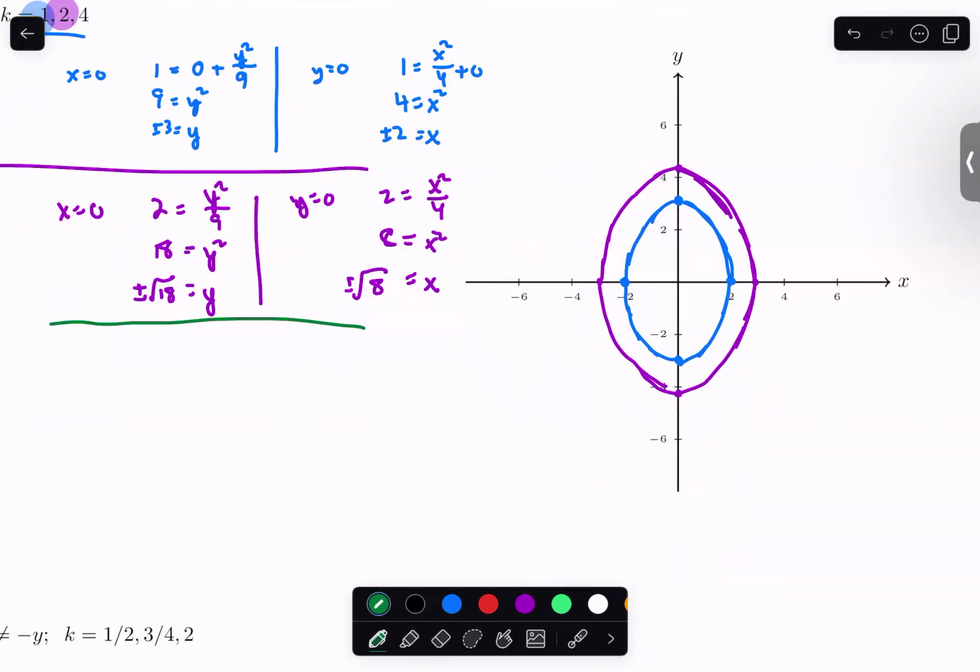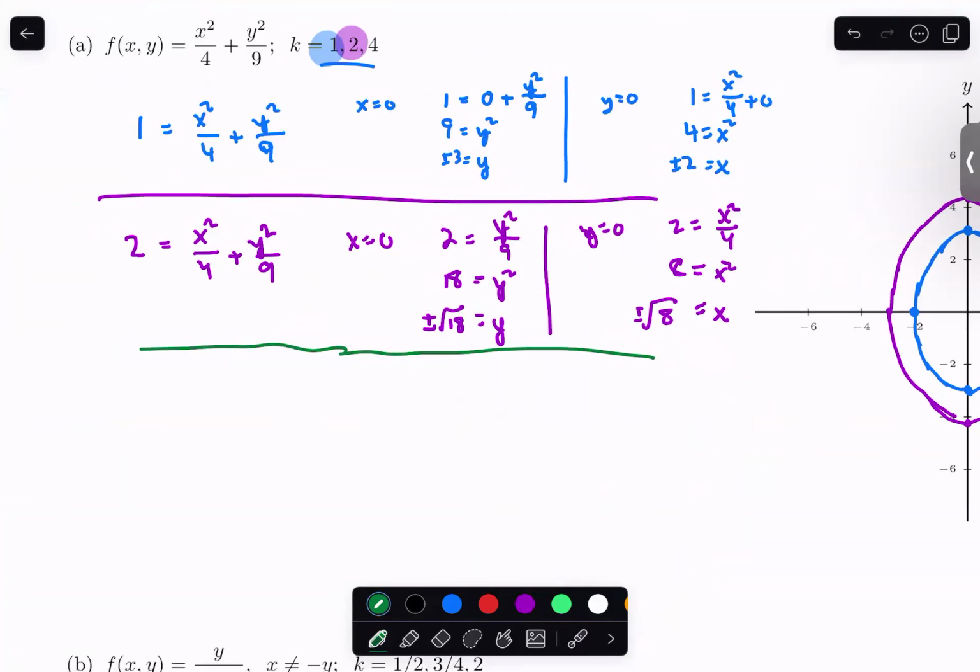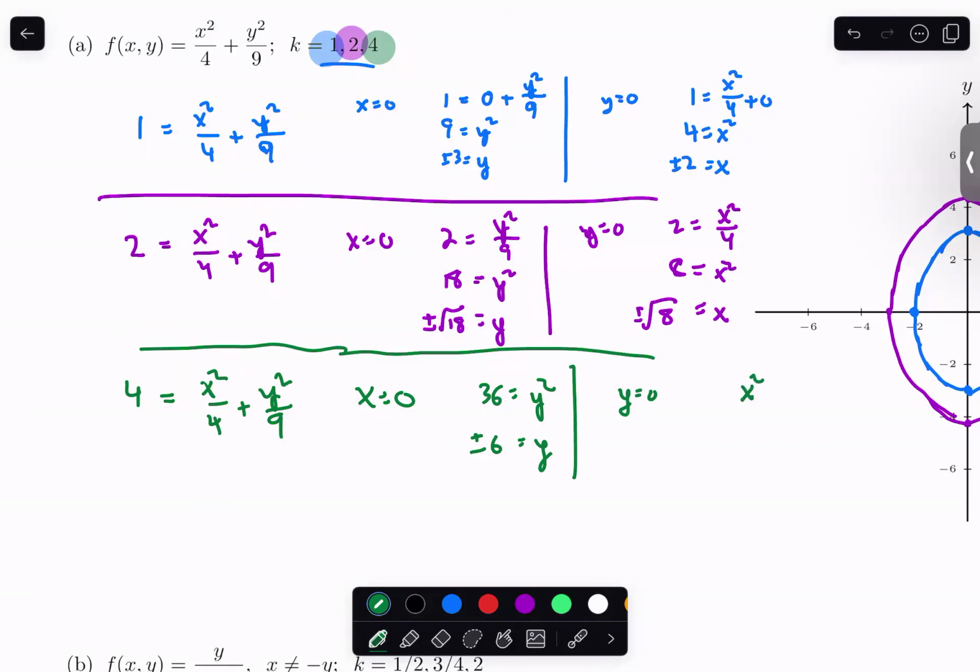All right, one more to go, when k is equal to 4. So 4 is equal to x squared over 4 plus y squared over 9. Again, trying to get a little bit better of a picture here. So when x is equal to 0, we're going to have y squared is equal to 36, which is going to give us y is plus or minus 6. When y is equal to 0, we're going to have x squared is equal to 16, so x is going to be plus or minus 4.